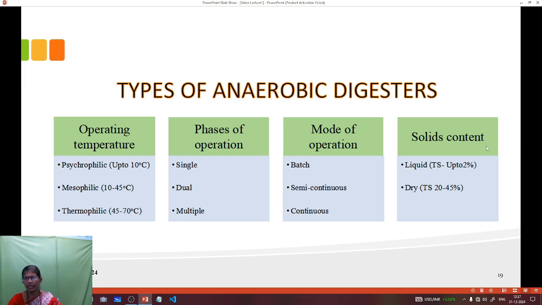Digesters are also classified based on solids content, that is, the content of solids. Up to 2% it is liquid. If the total solids is 20 to 45%, it is dry.